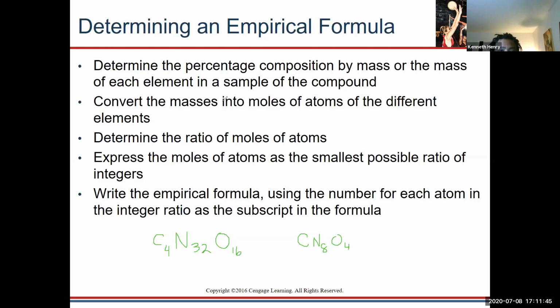Moles is like our gateway, our gateway drug, okay? Because that allows us to do those conversions. So let me give you an example of what I'm talking about.